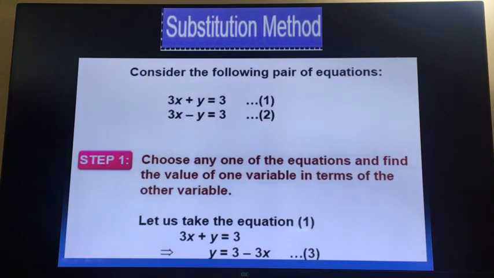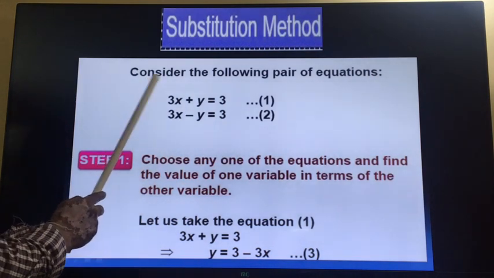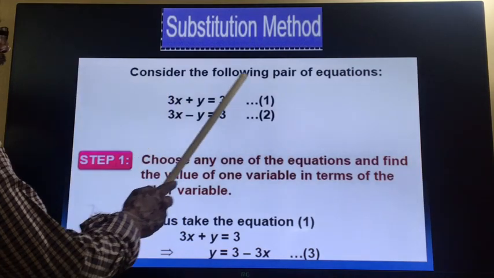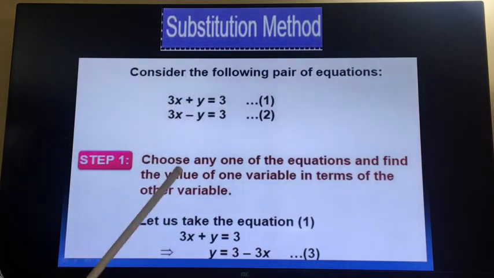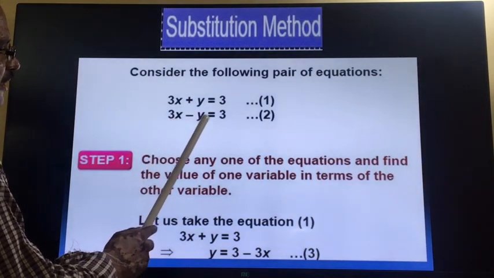Now the second method, this is the algebraic method, called the substitution method. For this, what are the steps? Please understand with this example. So first of all, we will consider the equations. Consider the following pair of equations. First equation is 3x plus y is equal to 3 and second equation is 3x minus y is equal to 3.